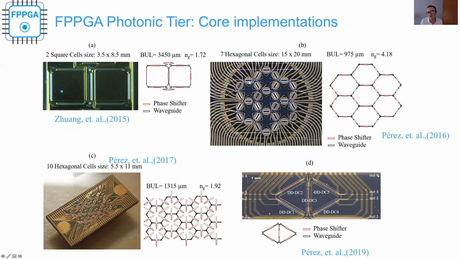This is a silicon on-insulator hexagonal waveguide mesh. And the one that you have here is a silicon nitride triangular waveguide mesh arrangement, as you see here.